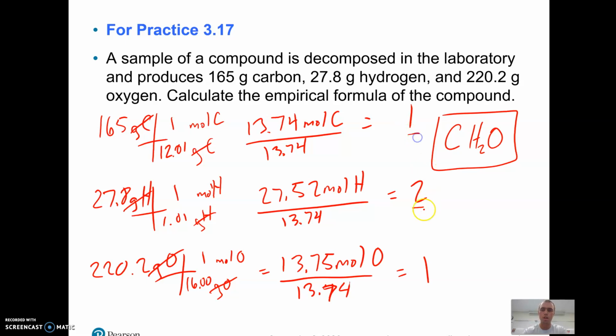Okay, so that is finding the empirical formula. If these numbers right here were decimals, like the 0.5 or the 0.25, these are the numbers we would multiply by a whole number to get rid of that decimal.